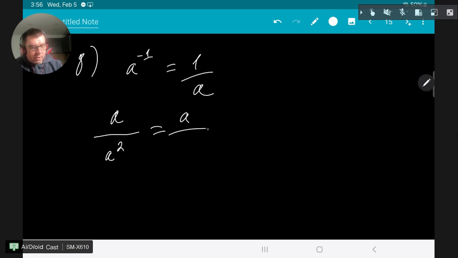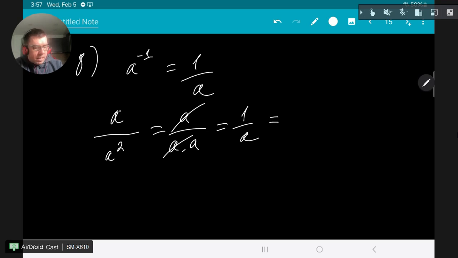The next one is a to the power of minus 1 will give me 1 over a, the reciprocal of a. And again, this follows by the same division method. So if I have a over a to the power of 2, this is a over a times a, I cancel and I get 1 over a.